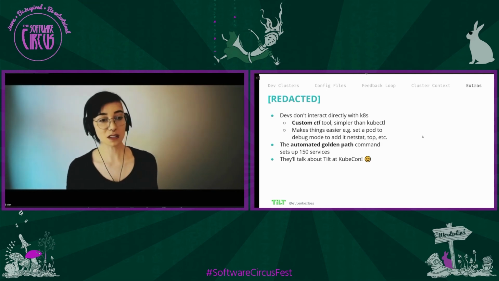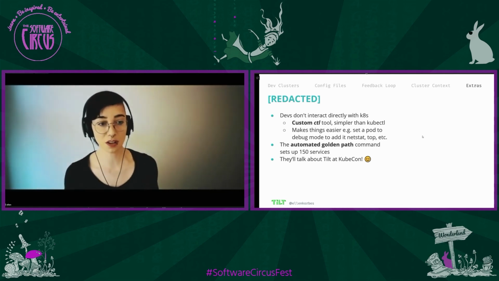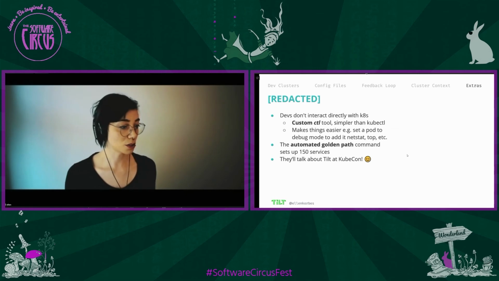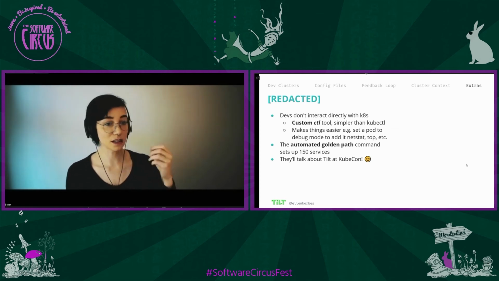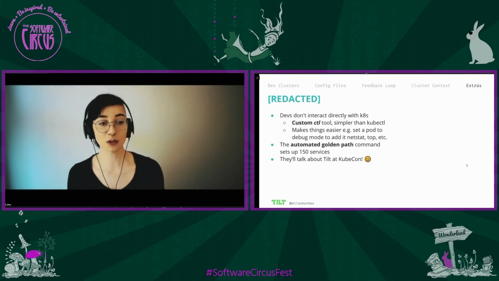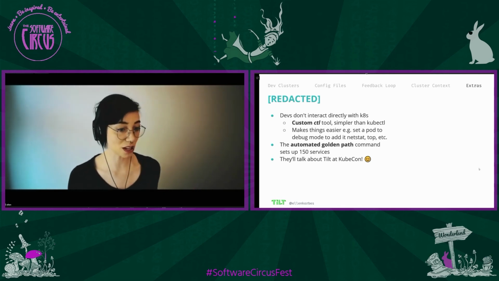They have a special command that it's like this automated golden path, and you basically type one thing and it sets up the whole 150 services right away, which is really cool and convenient. And this big company that I'm not allowed to name, interestingly, they have a talk about Tilt at KubeCon, so you can pay attention to that.